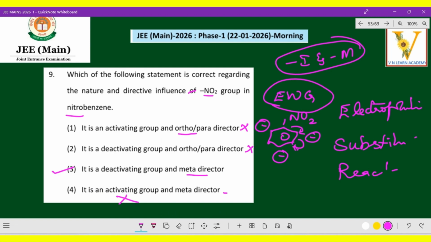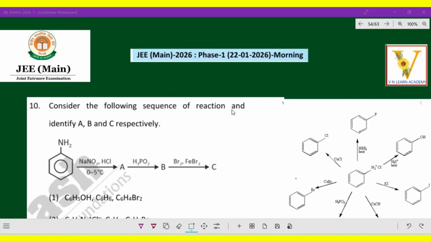Come on, let's go to the next question. Consider the following sequence of reactions and identify A, B, C respectively. This is also a puzzle question, but it is very easy.